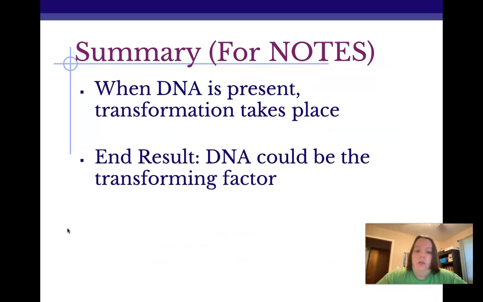So in summary, this is what you're going to want to jot down in your notes, is that they noted that when DNA is present, transformation takes place. And what that means for them is that DNA could be the genetic material. It could be that transforming factor. So their experiment showed DNA is possibly the transforming factor. But in science, you got to show it at least twice to prove that it's true.